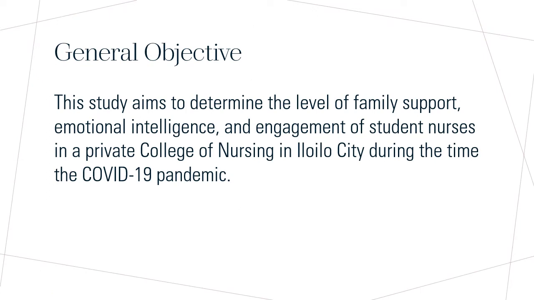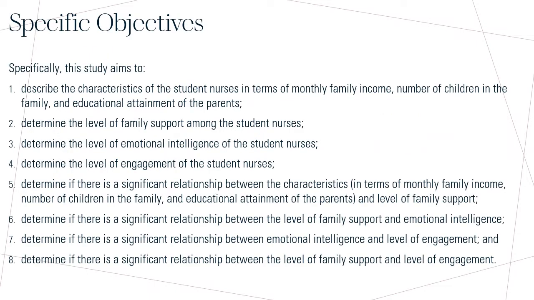So when I talk about general objective, it's a general statement. So an example here is a restatement. I would want to emphasize it's the restatement of your research problem. So for example, it would say this study aims to determine the level of family support, emotional intelligence, and engagement of student nurses in a private college of nursing in Iloilo City during the COVID-19 pandemic. And then this is how your specific objectives is supposed to be stated. As you can see, it's a more specific statement, okay, compared to that of your general objective.